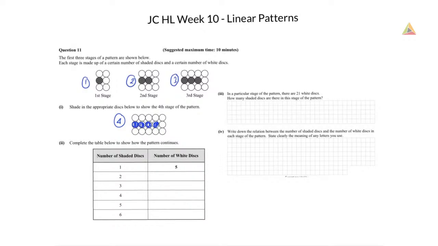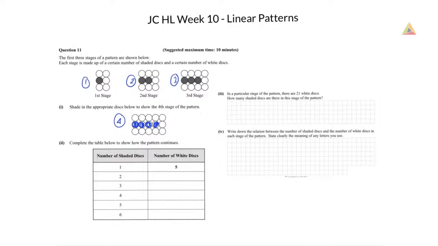Okay, so we'll go on to the second part. Complete the table below to show how the pattern continues. So the number of shaded discs, we know it goes up in ones. Now the number of white discs, let's have a look. So I'm going to use a different colour here just to be clear. So we've 1, 2, 3, 4, 5.